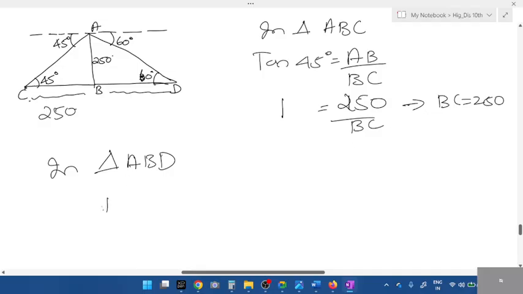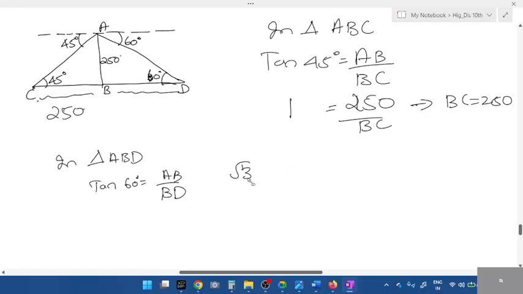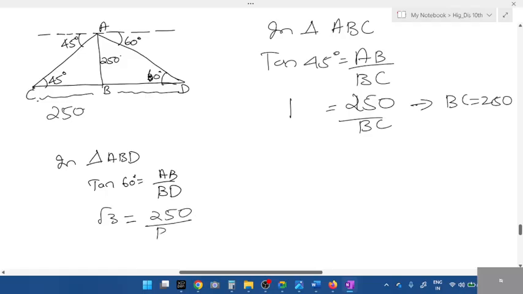Triangle ABD. In triangle ABD, tan 60 degrees. Tan 60 is equal to AB divided by BD. So tan 60 is equal to root 3. What is tan 60, students? 1 by root 3 or root 3? Root 3. Root 3 is equal to AB, which is 250, divided by BD. If you want to find BD, what happens to 250? I mean root 3. It gets divided.